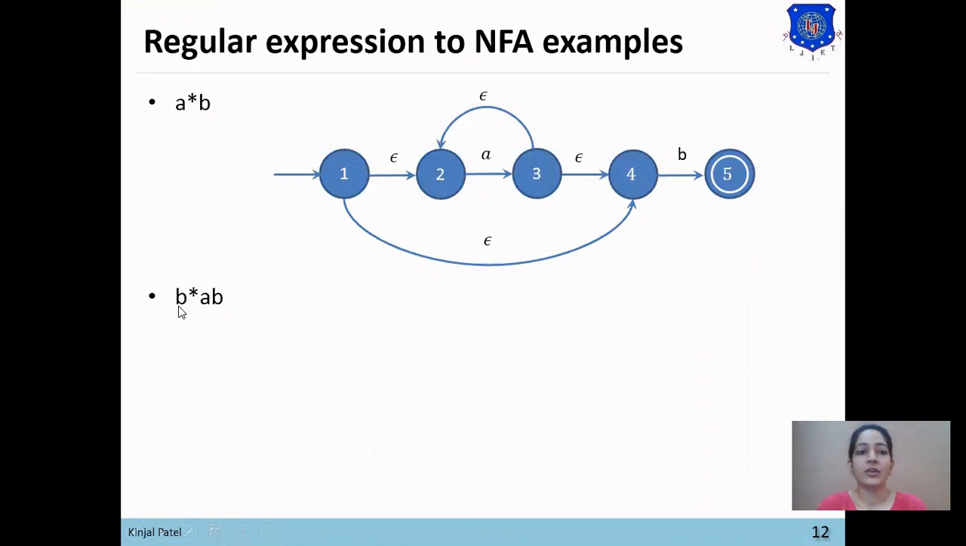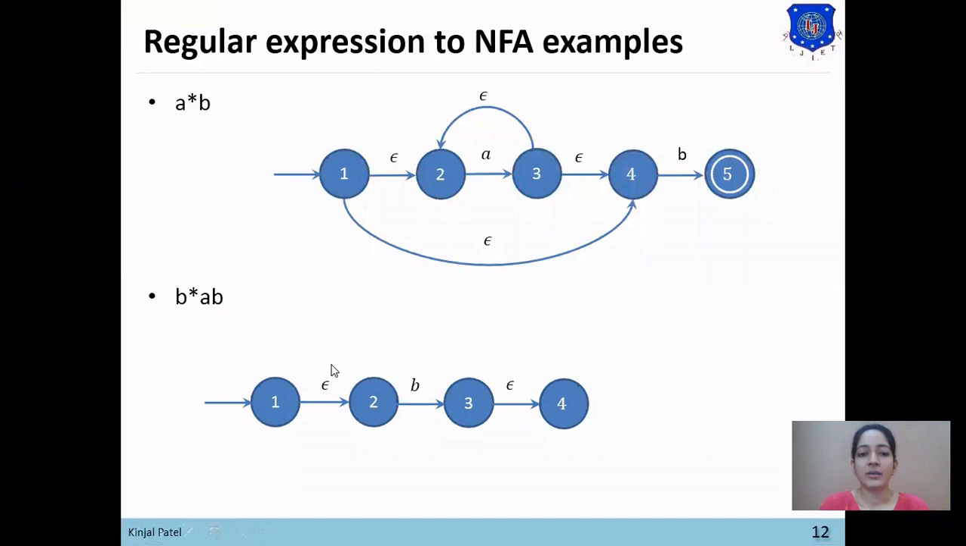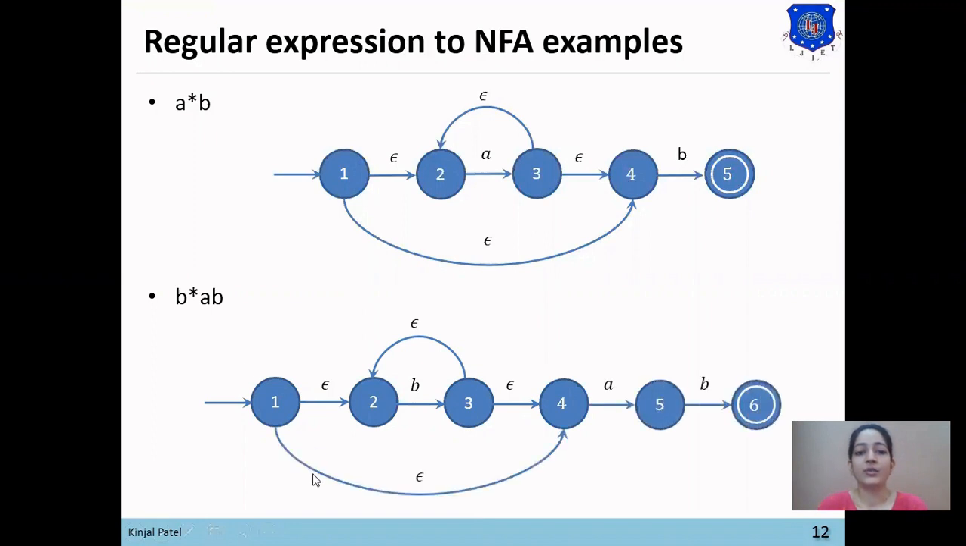The next example is to construct the NFA for b Kleene star a followed by b. First we will draw the NFA for b Kleene star. There will be one b transition from 2 to 3, and one null transition before the b transition and one null transition after the b transition. Then we will draw a null transition from 3 to 2, and from 1 to 4 there will be one null transition. So from state 1 to 4, b Kleene star has been constructed.